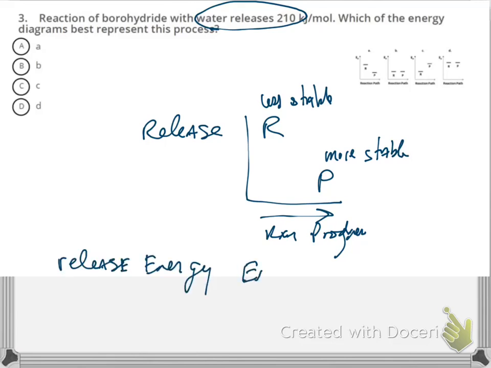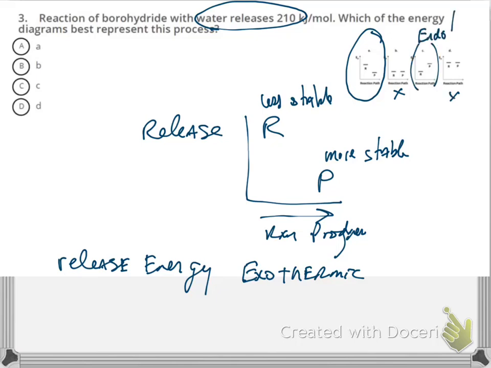So released energy is considered exothermic, and that would be A. B and D show the same potential energy, so there's no energy release. And then C is showing classic endothermic behavior. So our selection here would be A.